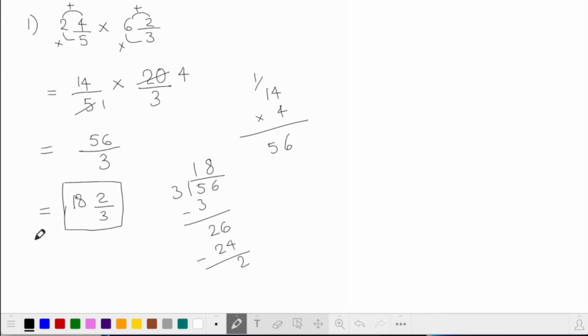I hope this makes sense, and let's move on to another example where there is a division between two mixed numbers. So let's get started. For question 2, we have 3 1 by 2 divided by 5 5 by 6. Let me jot down the steps for you. For division, there are more steps compared to the multiplication between two mixed numbers. First step: when you see a mixed number, convert the mixed number to an improper fraction.